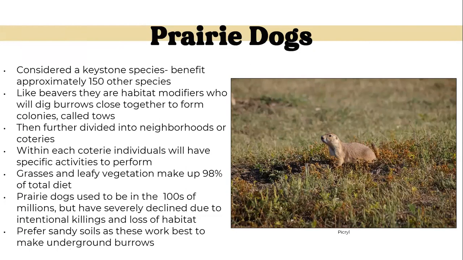And then further, they're divided into little neighborhoods and then individual families or coteries. Each little coterie is formed with a bunch of different animals. And kind of like a caste system, individuals have specific activities or jobs that they need to do within this little group. They eat a lot of vegetation and grasses. Prairie dogs used to be in the hundreds of millions. They've really declined because of intentional killings and habitat loss. They prefer sandy soils because it's easier for them to dig these burrows.